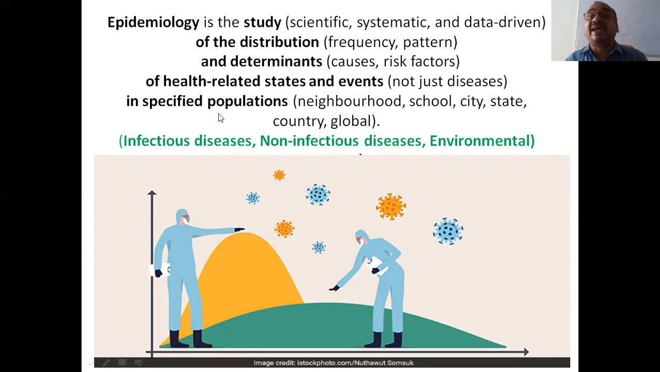In a specified population, a particular population, like a neighborhood, a neighboring village or a particular school, or you can go to a particular city and study the epidemiology of corona in Hyderabad. That is one research topic. Or in a particular state, epidemiology of corona in Telangana, or a country, epidemiology of corona in India, or global. It can be worldwide also, whatever it may be, in a particular specified population.